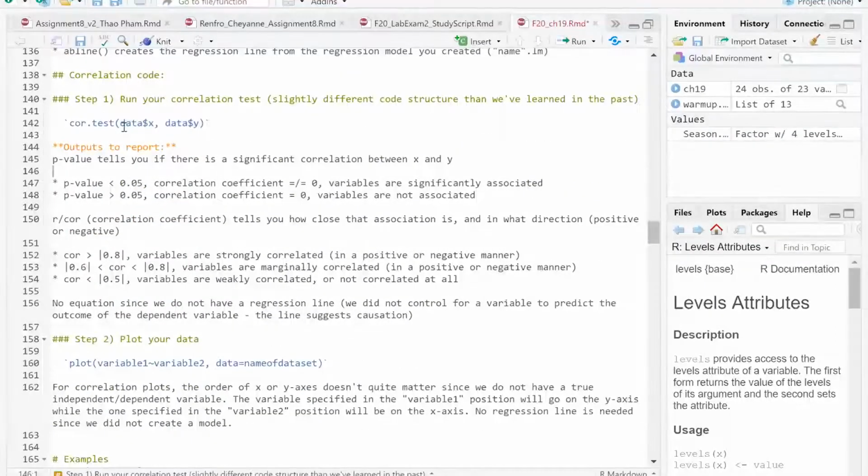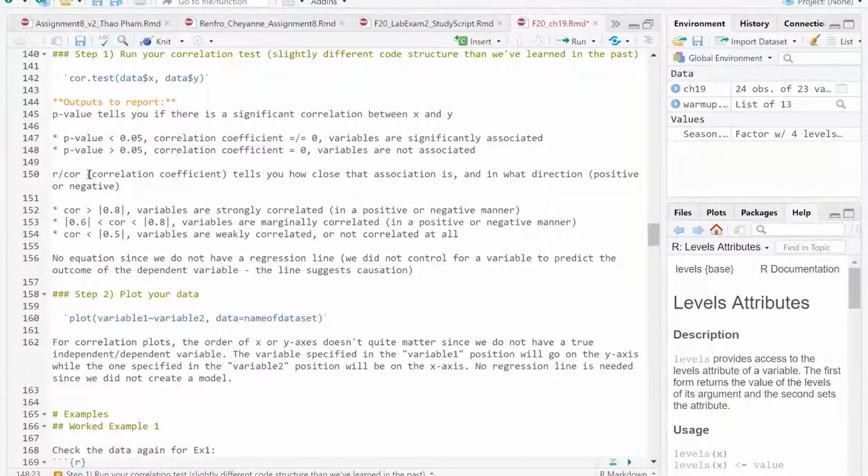When you do this function, you get a bunch of outputs, but the thing you need to pull out of it is your p-value. Again, is it less than or greater than 0.05? If it's less than 0.05, your correlation coefficient does not equal 0, and the variables are associated with one another. If your p-value is greater than 0.05, your correlation coefficient is equal to 0, and your variables are not associated. Your R, or correlation coefficient, remember, tells you how close the association is and in what direction, because you can get a negative or a positive correlation coefficient.